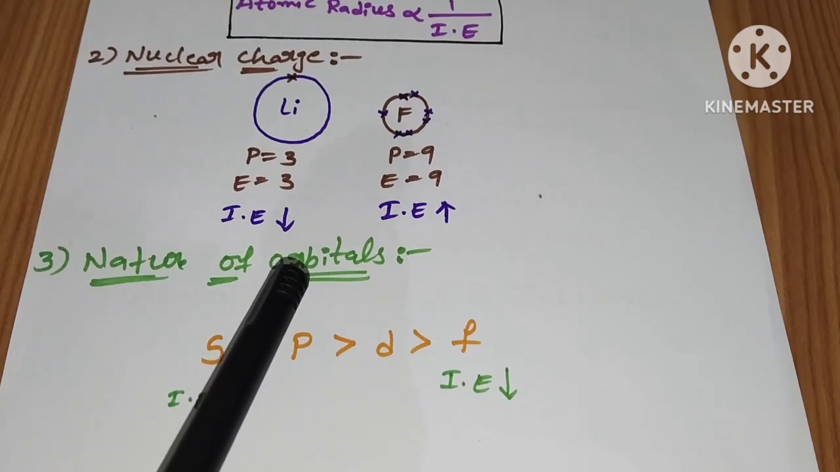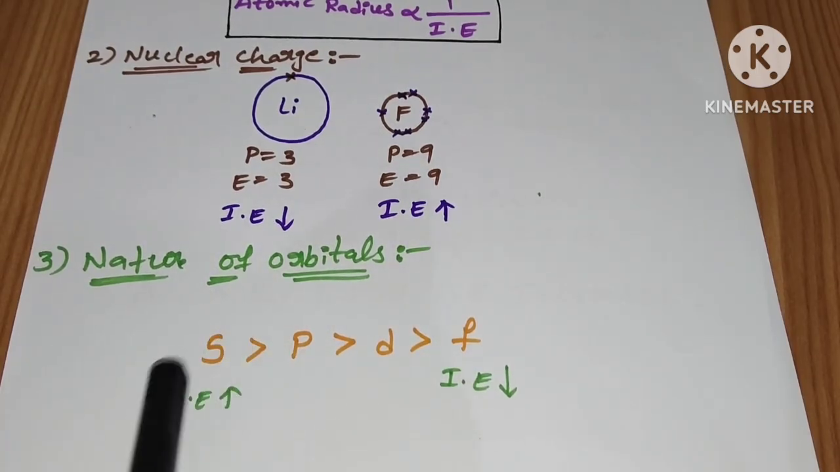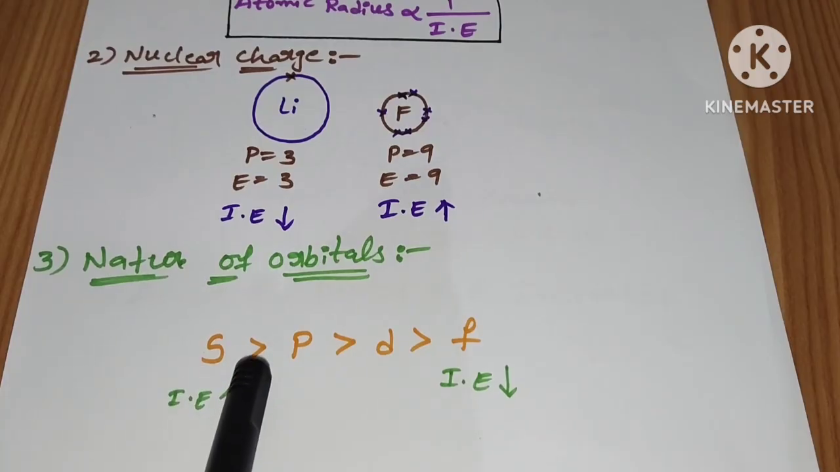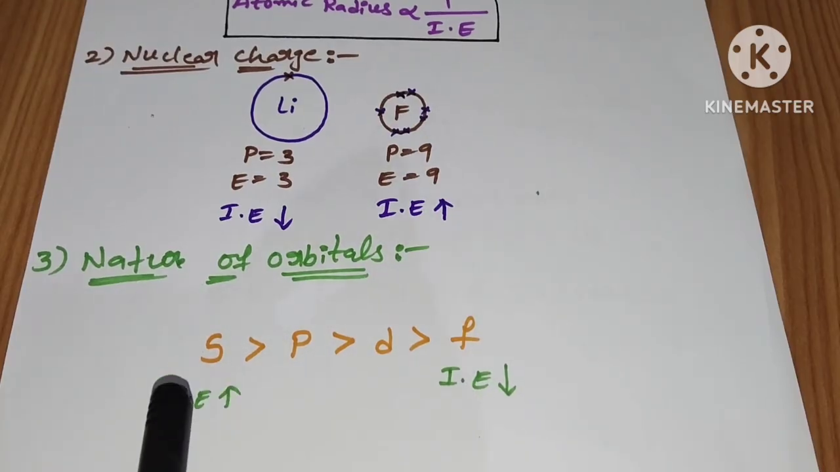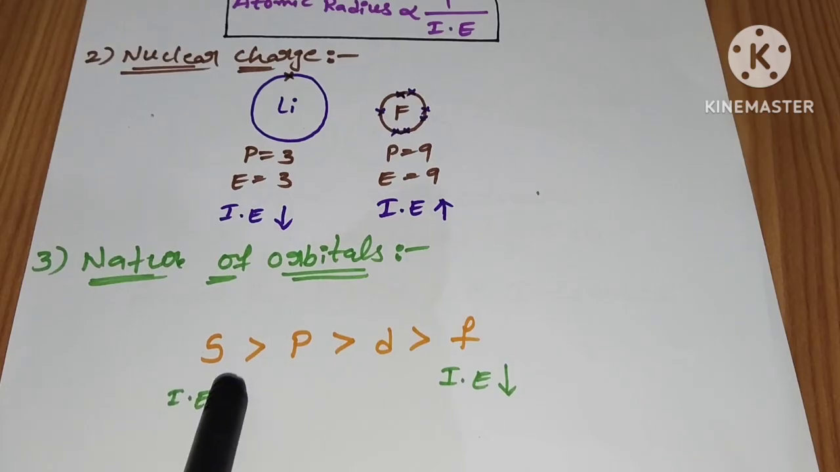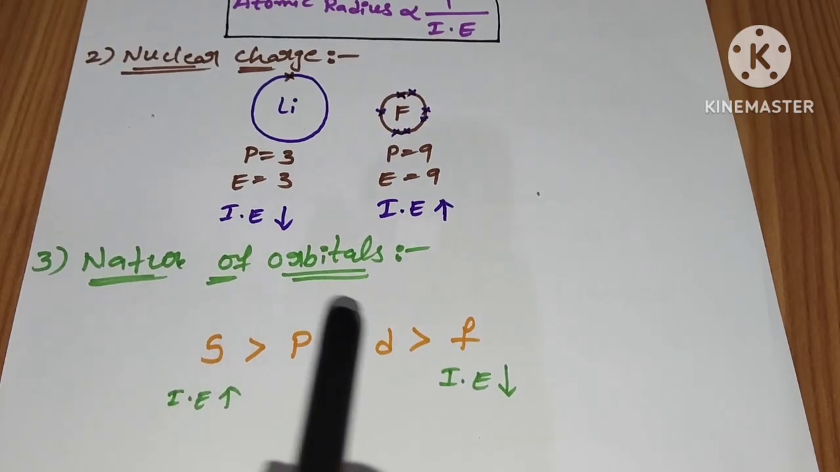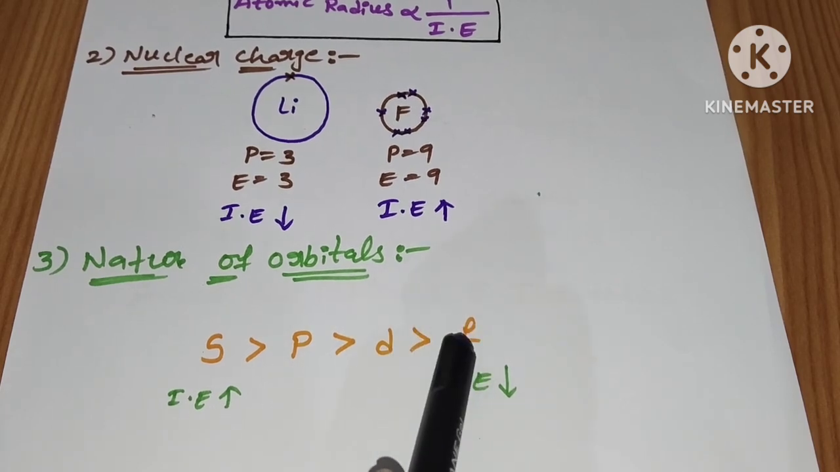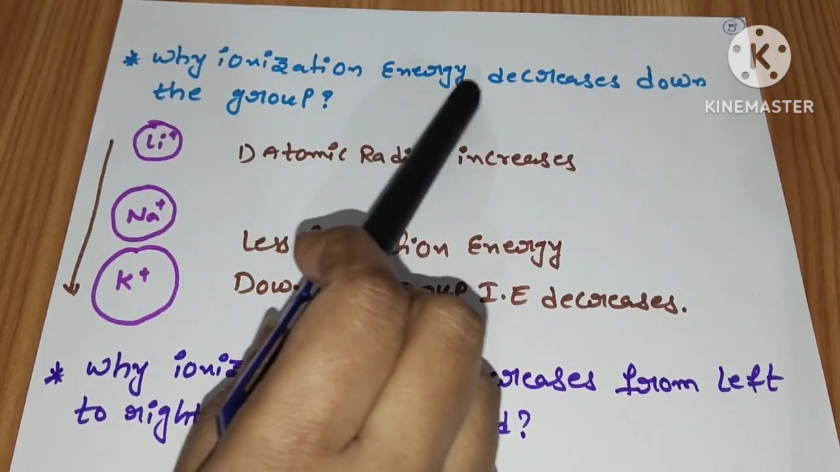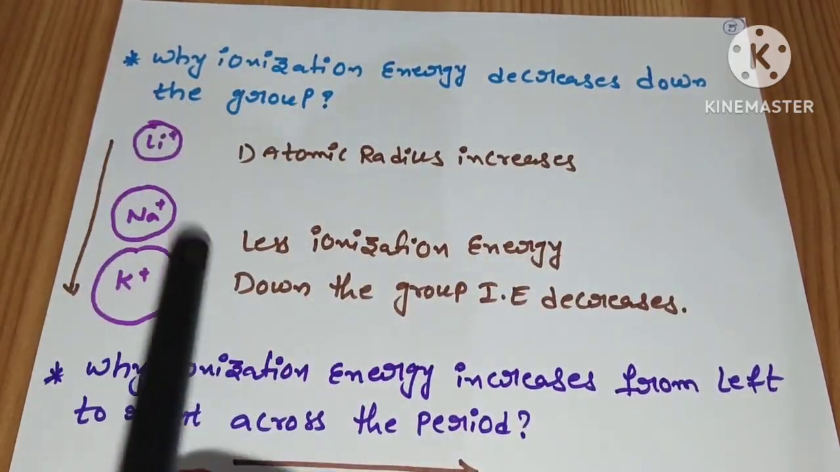Next, nature of orbitals. We know that the S orbital is near to the nucleus while comparatively P, D, F are away from the nucleus. So, ionization energy will be high when we remove an electron from the S orbital. Ionization energy will be smaller for the other orbitals.